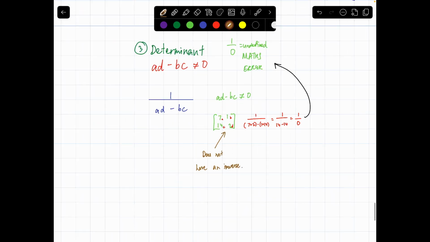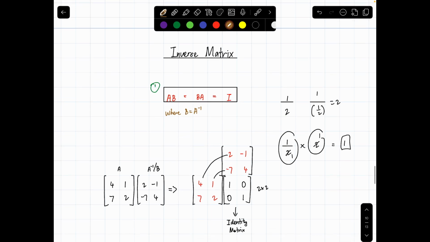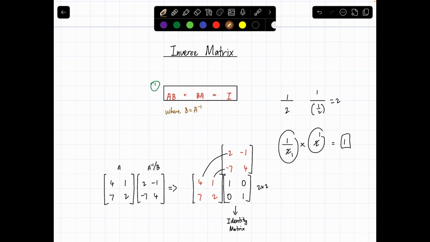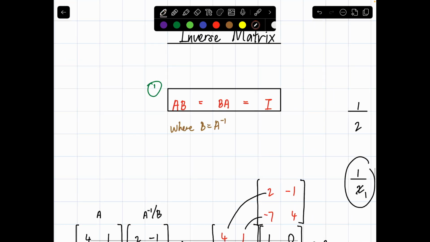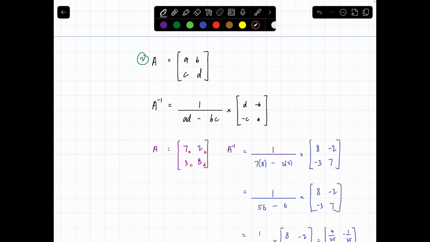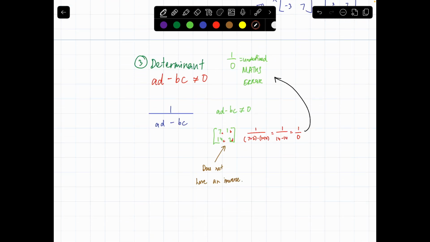That's it. So these are the 3 main principles that you have to understand in inverse matrix. Let me give a recap. Number 1, we learned that A multiplied by its inverse, or its inverse multiplied by A, we will get the identity matrix back. The second checkpoint, we learned how to find the inverse of any given 2 times 2 matrix arrangement. And in the final checkpoint, we learned about the determinant.